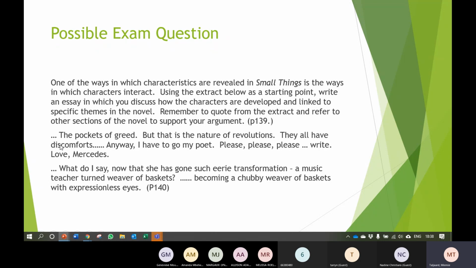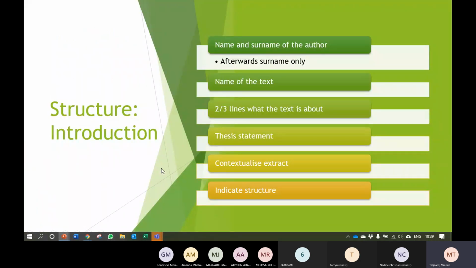You have the possible exam question with you. Let's go back to the structure of the introduction. Write your first sentence and the first 2 or 3 lines on what the text is about. If you have the courage, I honestly won't criticize you. And remember, you have an opportunity to add to your knowledge.